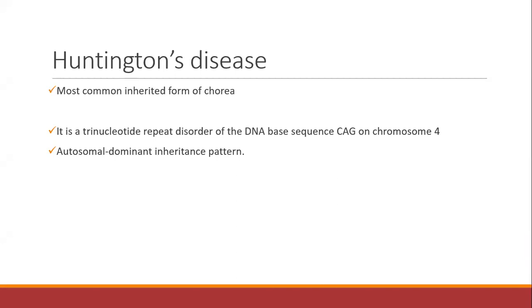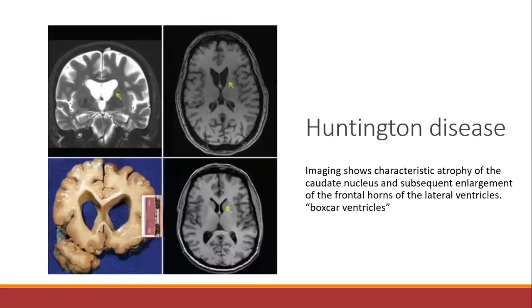It is a trinucleotide repeat disorder of the DNA base sequence CAG on chromosome 4. The inheritance is autosomal dominant, and anticipation might be present, with patients developing the disease at an earlier age in subsequent generations. In Huntington's disease, the imaging will show characteristic atrophy of the caudate nucleus and enlargement of the frontal horns of the lateral ventricle. So the appearance is referred to as boxcar ventricles.